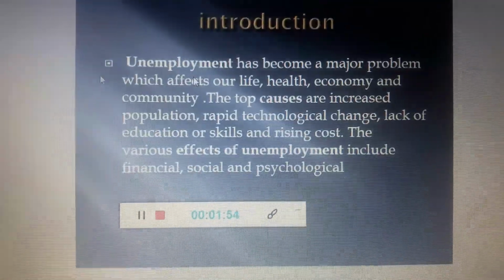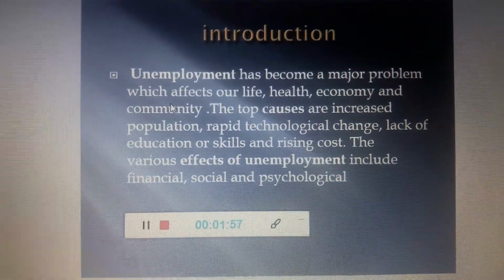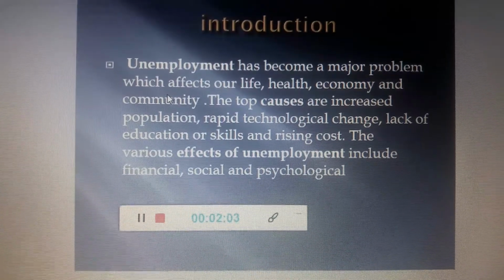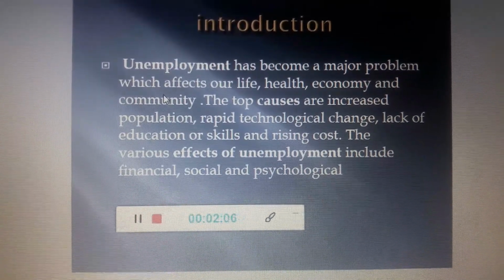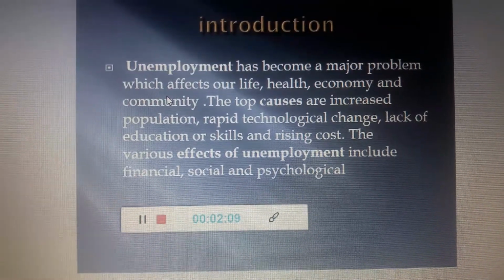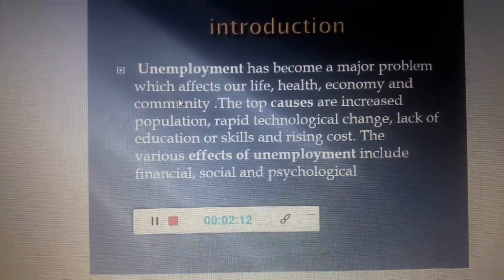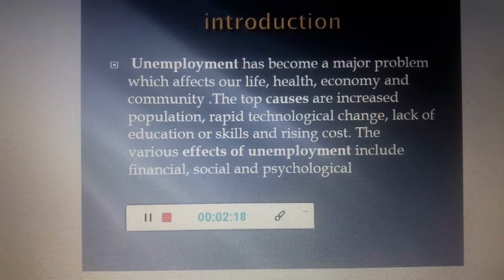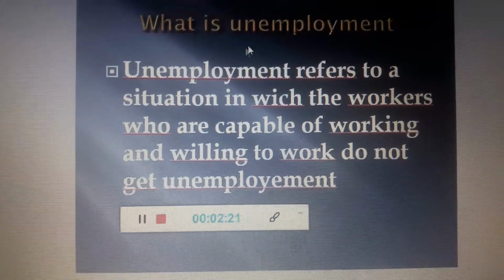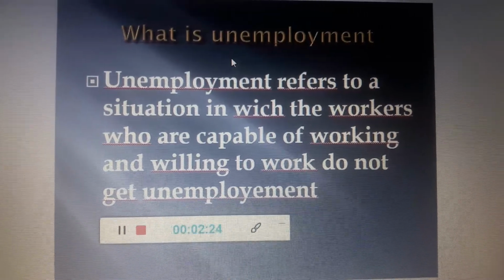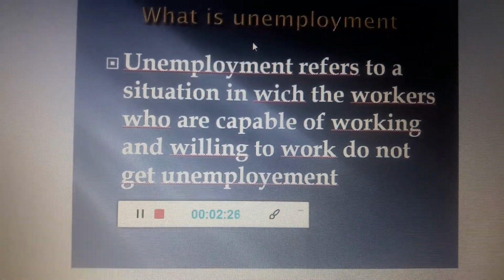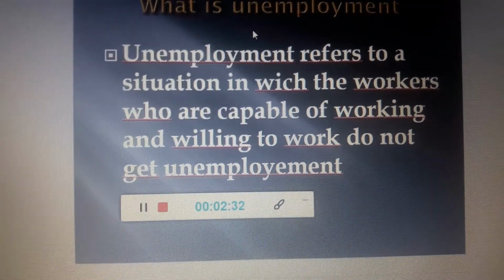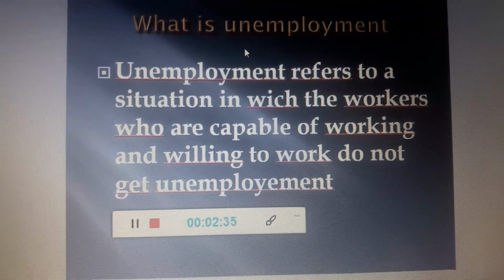Introduction. Unemployment has become a major problem which affects our life, health, economy, and community. The top causes are increased population, rapid technological change, lack of education, skills, and rising costs. The various effects of unemployment include financial, social, and psychological. So, we will talk here about a small definition of unemployment. Unemployment refers to a situation in which workers who are capable of working and willing to work do not get employment.